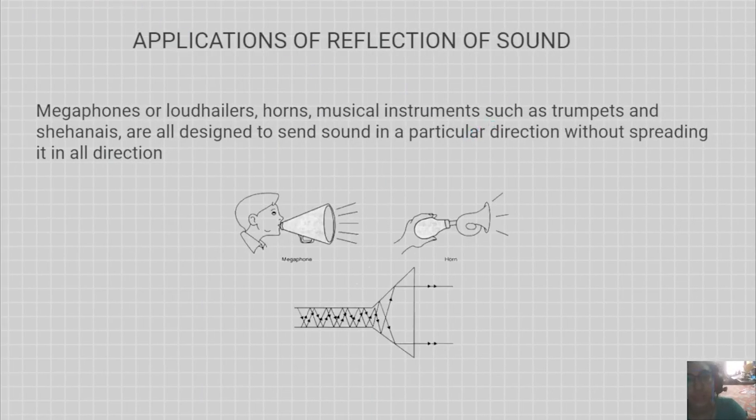Okay. So we studied about the reflection of the sound. We've studied some interesting concepts like echo or reverberation. So what are the applications? The applications are basically that megaphones or loud hailers, horns, musical instruments such as trumpets, they are all designed to send sound in a particular direction without spreading it in all directions. So what does this mean? So this is, for example, a megaphone or a horn. This diagram here is basically the mechanism behind it.